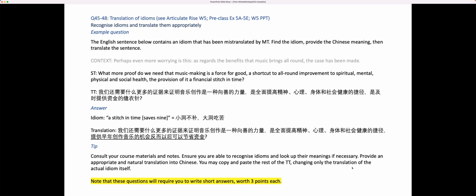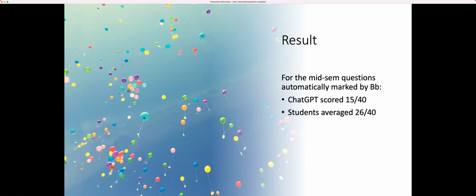So the result of all of these modifications, and again, this is for our field, which is translation. We haven't finished marking the mid-semester exam. We ran it last week. So I'm just going on the questions that were automatically marked by Blackboard and that we tested on ChatGPT. Out of those 40 questions, ChatGPT scored 15 out of 40, and students on average scored 26 out of 40. So we were quite pleased that we managed to design the exam with that result. Any questions? Thank you so much.